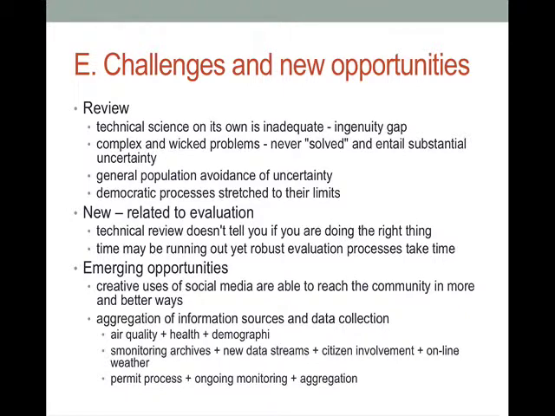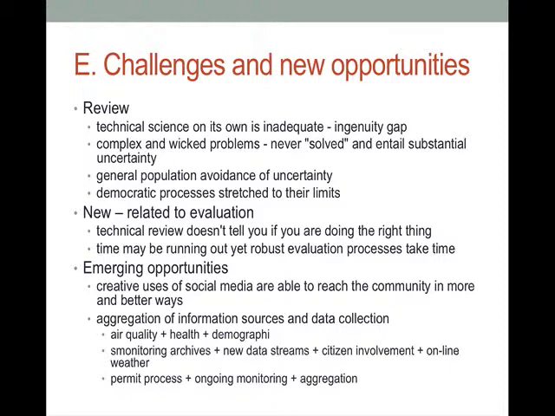We're challenged by the fact that the general population wants to avoid uncertainty, and yet the new modes of science that we're talking about have uncertainty as a central principle. That's just something that we're going to have to try to work on as scholars and citizens. And in some of these areas, the democratic processes are also stretched to their limits. The uncertainty and the complexity of the issue make it really hard to just have a simple vote on some outcome.